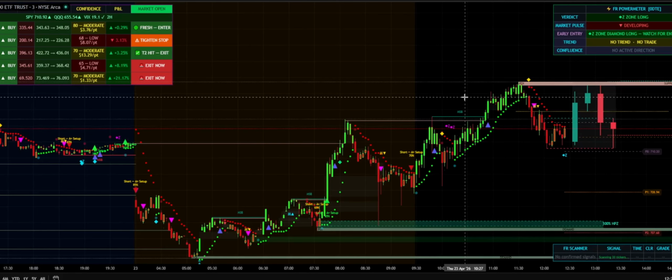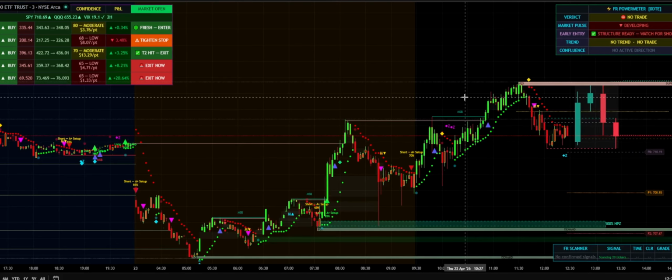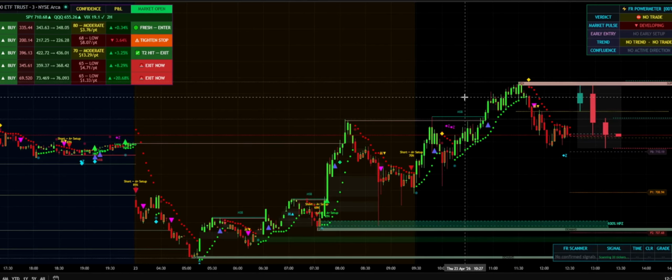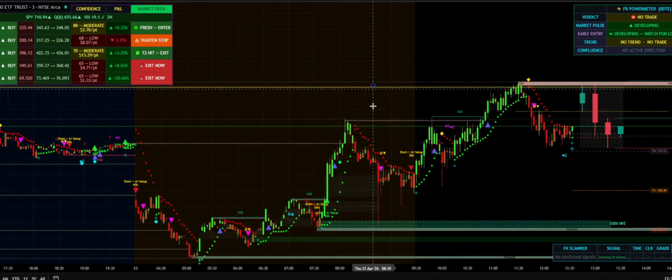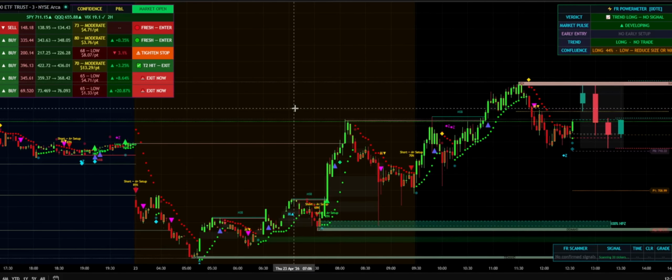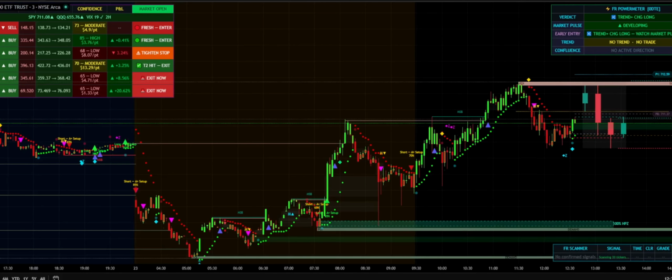But we keep an eye on this because this gives us what the higher time frame is doing. So right now we're getting some green here, but we can't panic over that because we have to look at what the market pulse is telling us and what the confluence is telling us. Right now, the confluence is saying no active trade. The trend has no trend. Now it says the trend is long, but we're still on the short side.